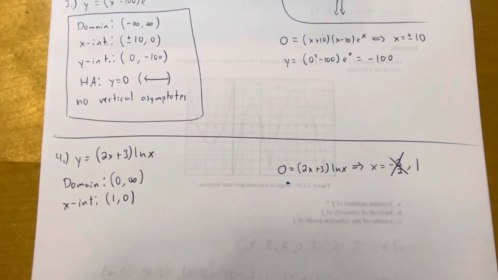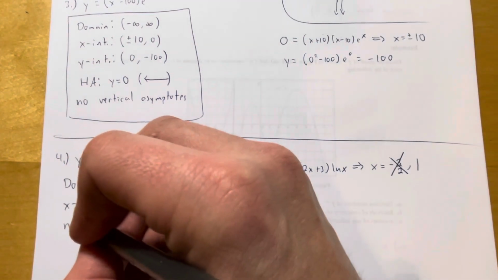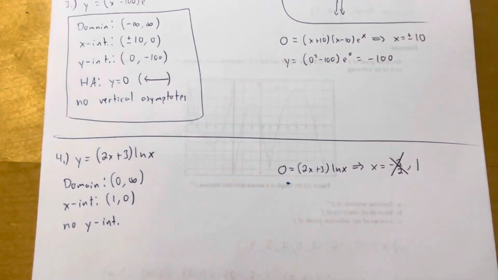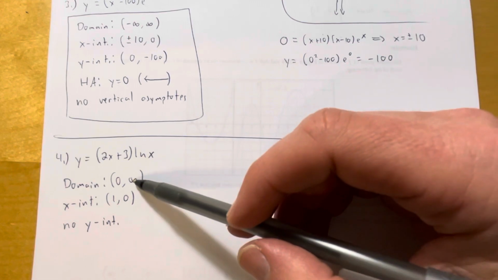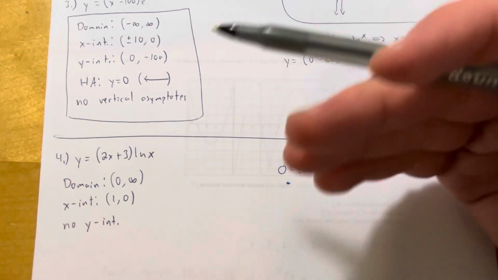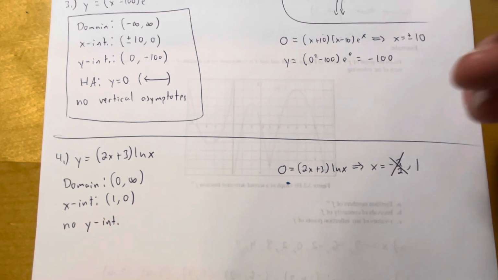Okay, y-intercepts. This function has no y-intercepts. Why is that? Well, remember, the way that you find a y-intercept is you plug 0 in for x. But 0 is not in the domain of this function, so we're not allowed to do that. The function would be undefined. So there's no possibility of getting a y-intercept.